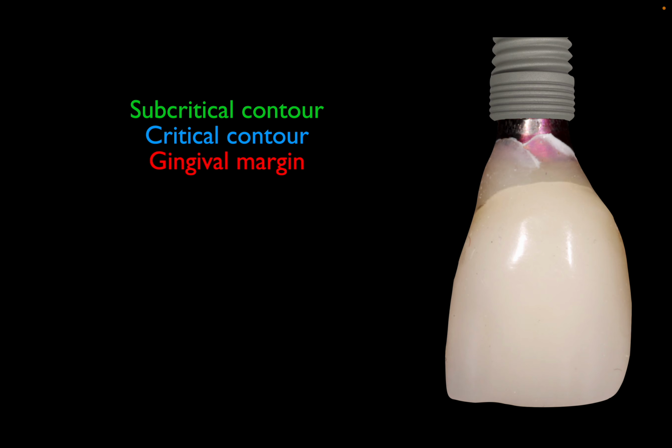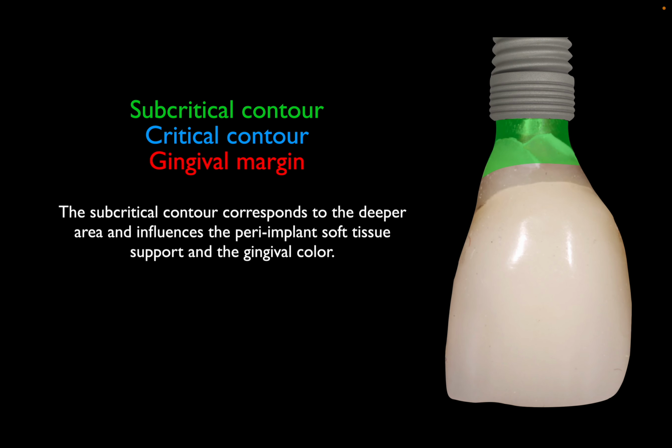Now we're going to talk about the contours that we utilize in our abutments and our final restorations. The first contour we want to talk about is the subcritical contour. This corresponds to the deepest part of the implant restoration, closest to the implant itself. This area is critical, and that's why we use the colored abutment, right? Because it influences the peri-implant soft tissue support and gingival color, so we don't get that dark shadow show through.